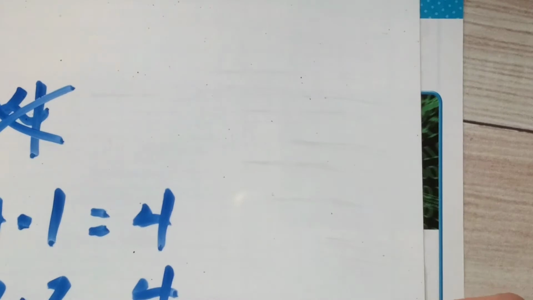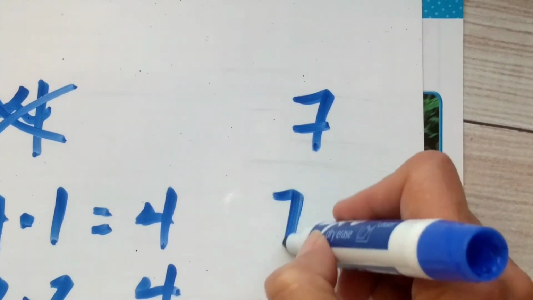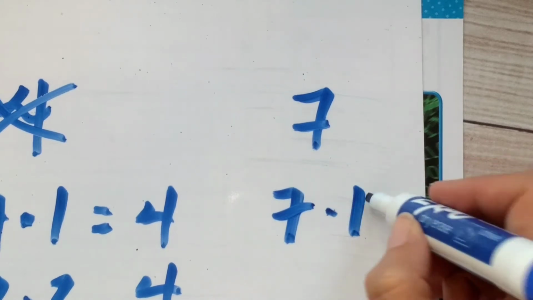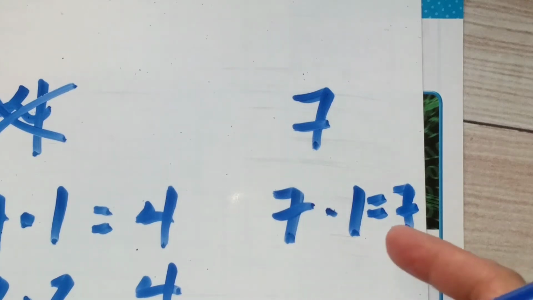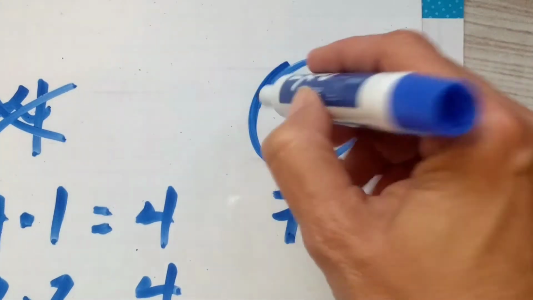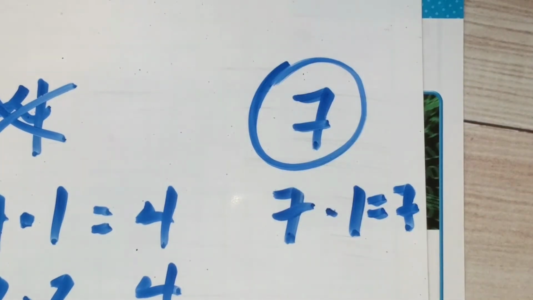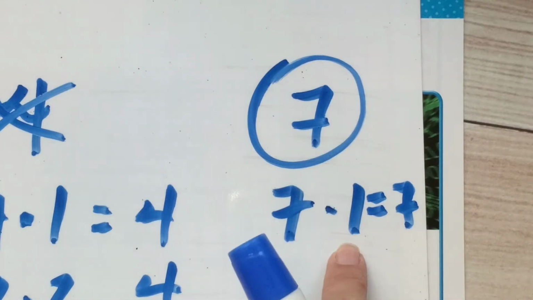Let's try another one. Let's try 7. Well, we have 7 times 1. That equals 7. Is there anything else we can multiply with another number in order to get to 7? There is not. Therefore, 7 is a prime number. So that's the definition of a prime number. The only factors of a prime number are itself and 1.